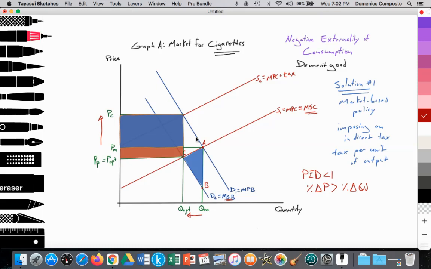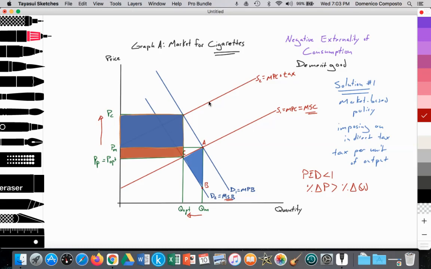Okay, so here we have effectively drawn a tax on top of a negative consumption model. So let's go ahead and analyze this as we would for a paper exam. As can be seen, we have a graph A, illustrating the market for cigarettes. We're measuring the price of cigarettes on the y-axis and the quantity of cigarettes on the x-axis. We have two downward sloping demand curves labeled D1, which is equal to our marginal private benefit, and D2, which is equal to our marginal social benefit.